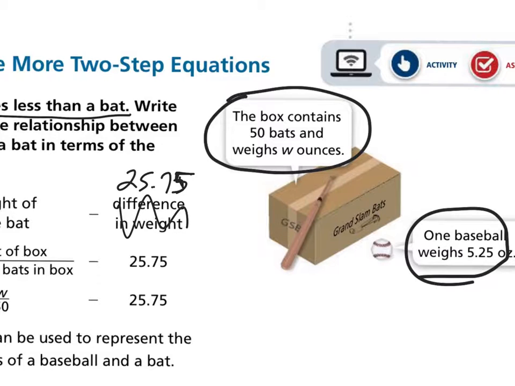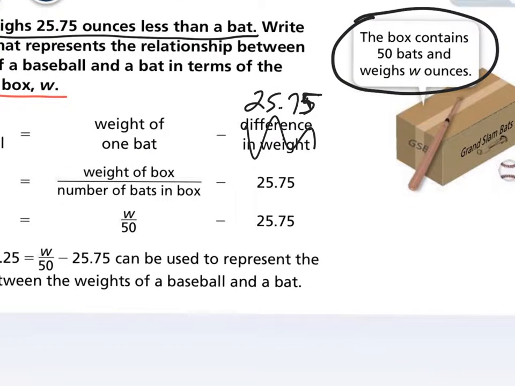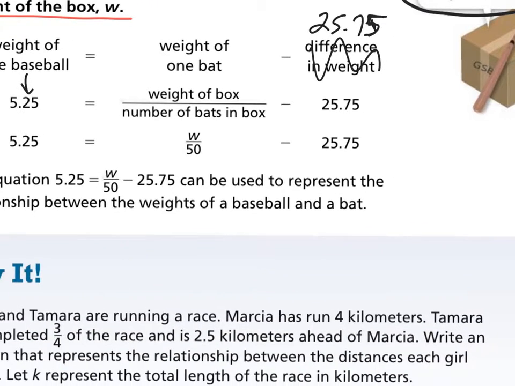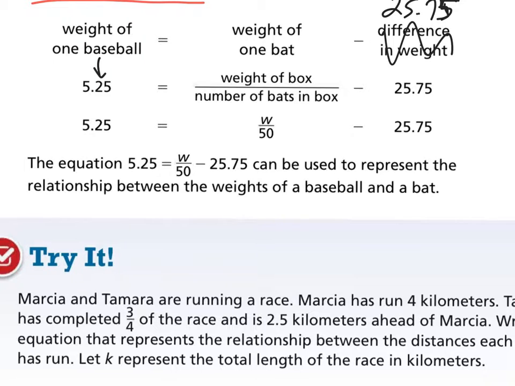Okay, now we're not being technical here. Obviously the box itself has some weight to it, so we're just not getting into that technicality, making things a little simpler than what it actually is. But so the weight of one bat, we would take the weight of the box divided by 50. Okay, that's how they got the W divided by 50 there. And then minus the 25.75. So that would be an equation that we could use in order to figure out the weight of one bat.